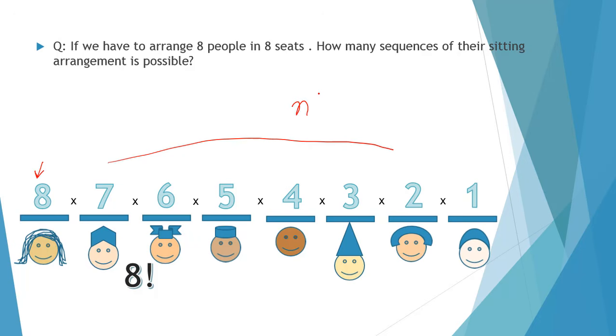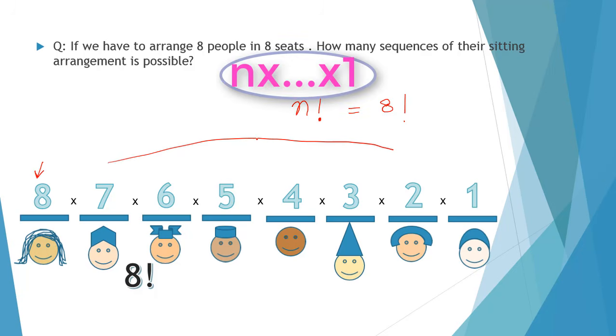This creates the principle of n factorial. N factorial is the product of all the numbers between n and 1. So if we have to arrange 8 people in 8 seats, it is simply 8 factorial.